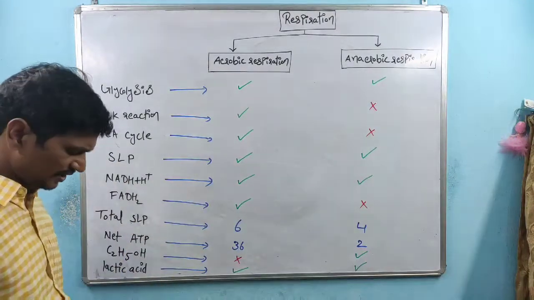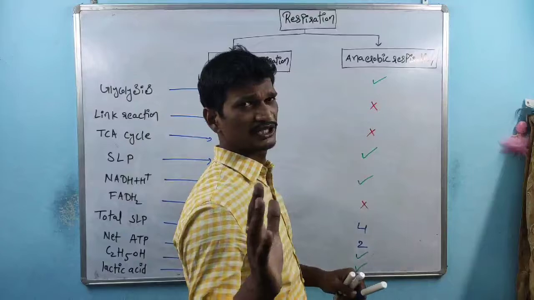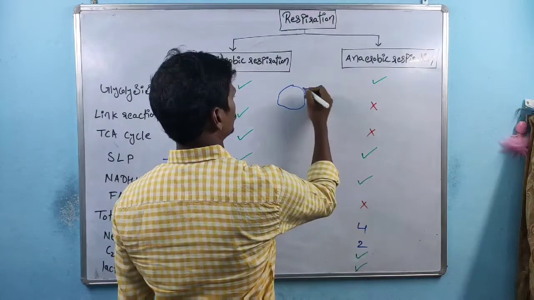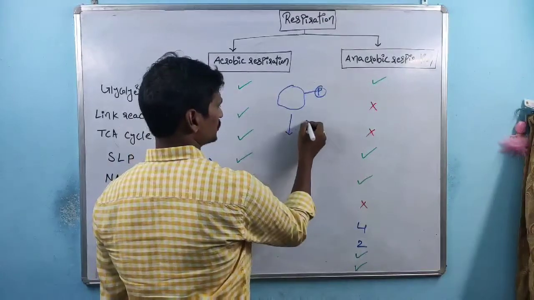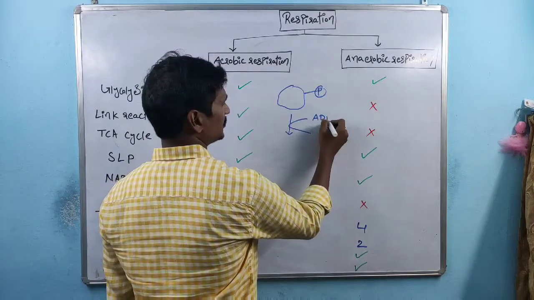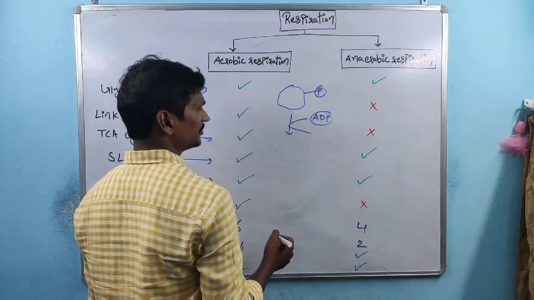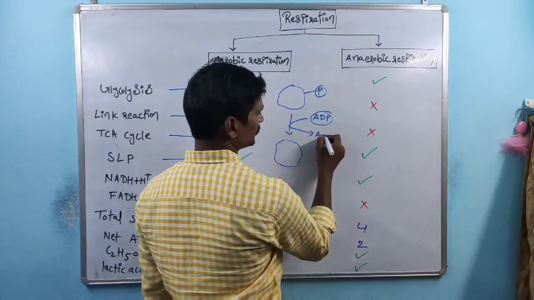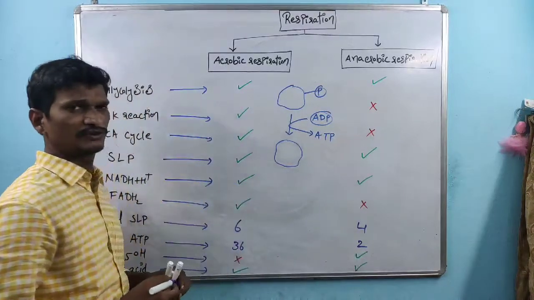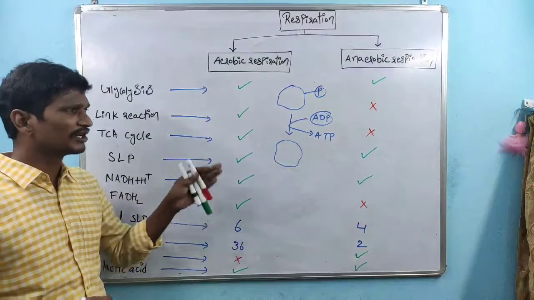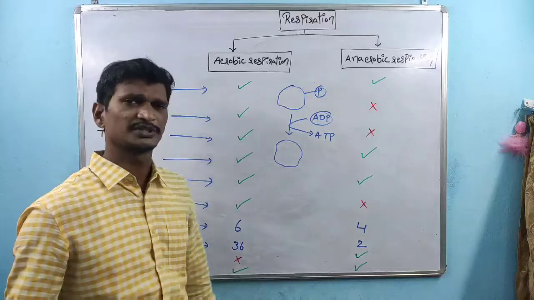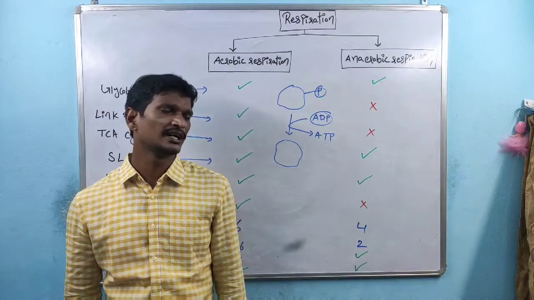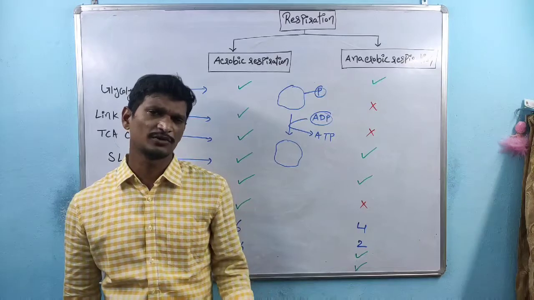Substrate level phosphorylation. What is substrate level phosphorylation? This is one of the substrates. It has the phosphate, so this interacts with the ADP molecule. So this is a substrate, right? So the ADP is converted into ATP. This is called substrate level phosphorylation. Substrate level phosphorylation is nothing but synthesis of ATP by the donation of phosphates by other components.